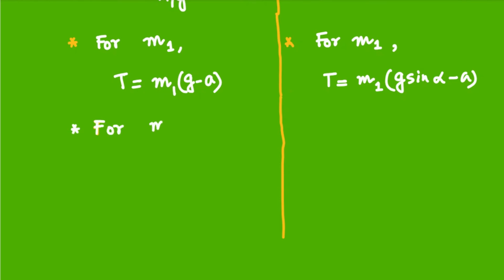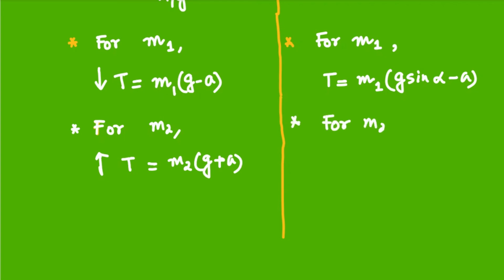For the motion of the body of mass m2, tension T should be m2 bracket open g plus a, since m2 is moving upwards, same as the apparent weight of a body in a lift which is moving upwards. And for the body of mass m2 on the inclined plane moving upwards, tension T will be what? m2 bracket open g sin beta plus a.